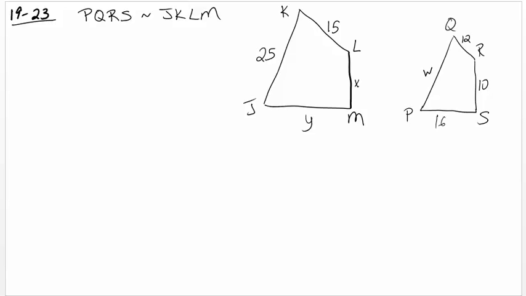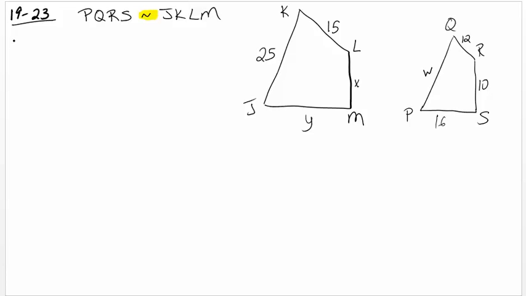19 through 23, we have questions on different parts of this, so I want to run through all 5 of these problems and talk about the scale factor. Scale factor is really important, and you need to know scale factor for the test. 19 through 23 says using similar polygons. Quadrilateral PQRS is similar to, that's the single squiggle, this is the similar to symbol, JKLM, and I've drawn the pictures.